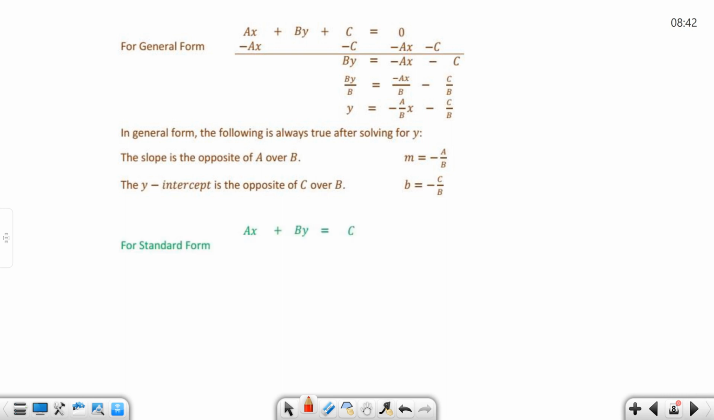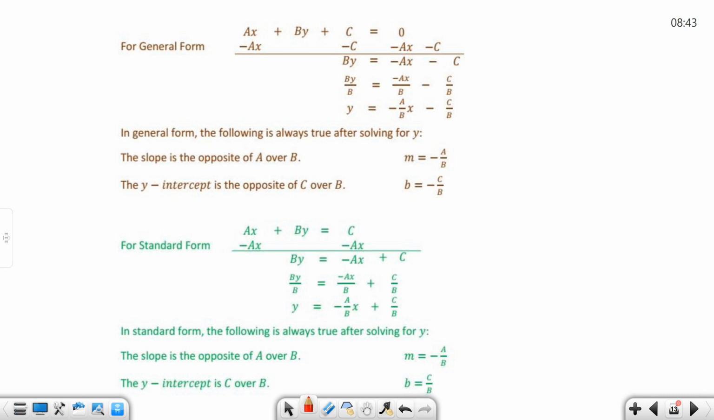Standard form, the only difference is equals c instead of plus c equals 0. So we don't have to move it over and get negative c. It's just c on the other side. So subtract ax from both sides, right? So that this cancels. Then we divide everything by b. These divide out. And the difference is when they cancel, they go to 0. Divide out, they go to 1. And then y equals negative a over b x plus c over b. And then in standard form, the following is always true. The slope is the opposite of a over b, and the y-intercept is c over b.